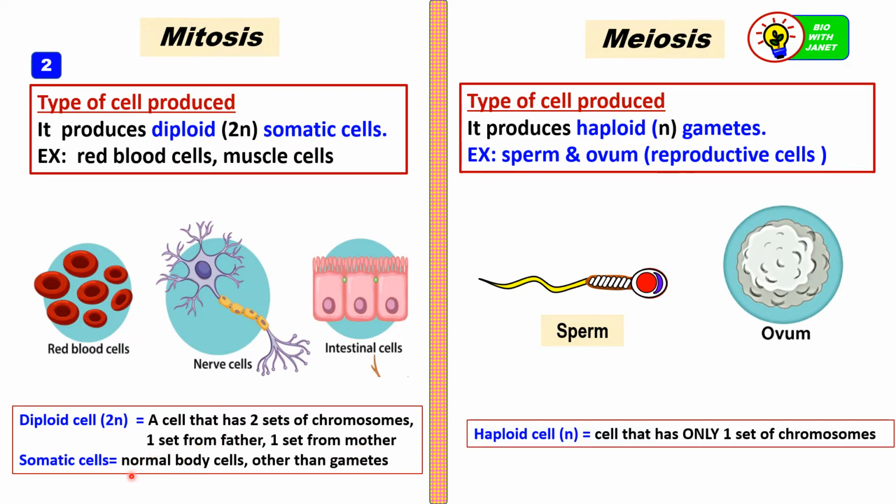Now, somatic cells here means the normal body cells excluding the gametes. Okay, so normal body cells are all the cells involved in other processes, but not in reproduction. All right, like the red blood cells, nerve cells, and intestinal cells. So mitosis is involved in the production of all these different types of somatic cells, which make up a large amount of the cells in the human body.